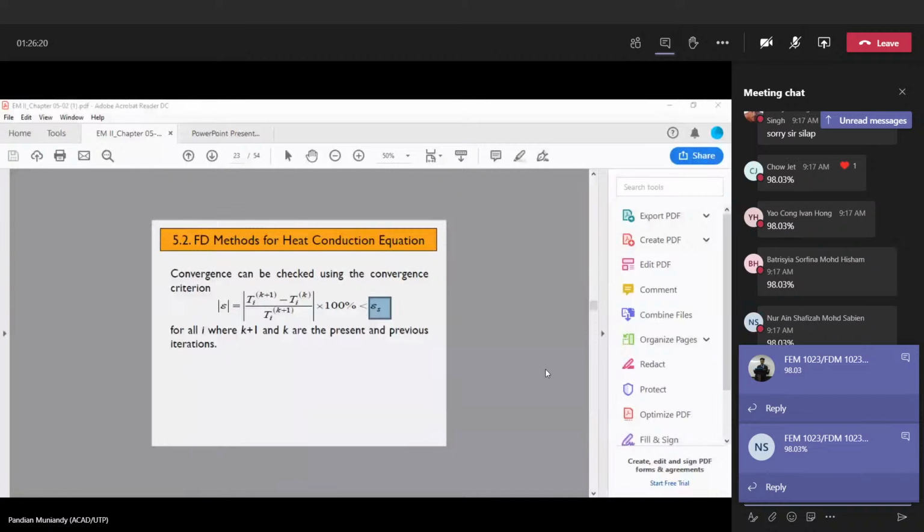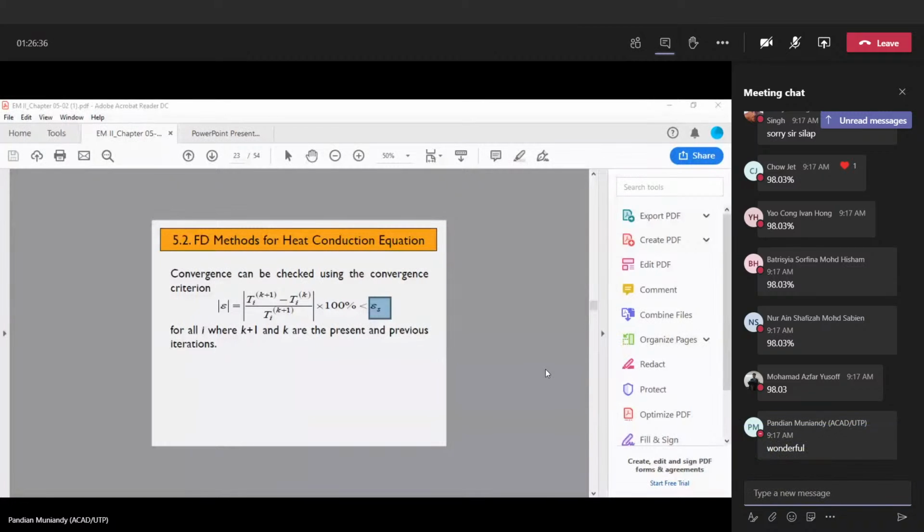So 98.03%. That means the error is very high, higher than the implicit method. Because if you check the implicit method, the error is 96.12. But this one, 98.03. So for T3, the Crank-Nicholson method gives very high error. That is a conclusion.